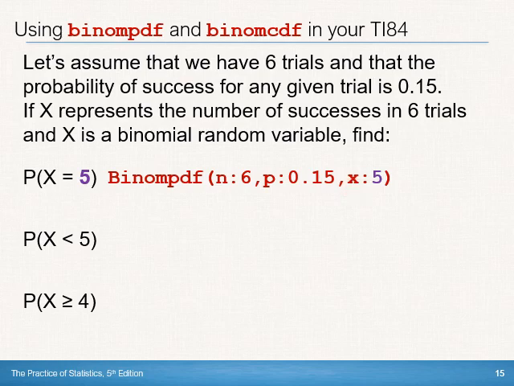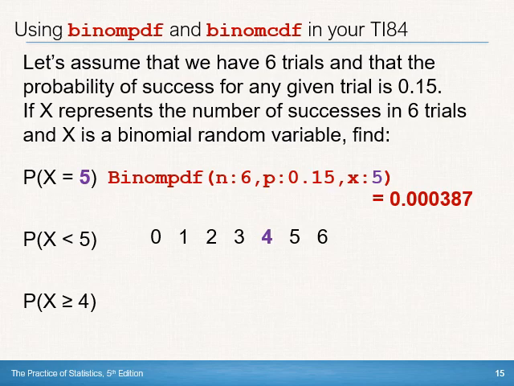But when you write this out on paper, on a quiz or a test, you need to tell me what the 6 is, that it represents the N, the 0.15 represents the P, and the 5 is going to be the X value. All right, so plug that in, and you should get a pretty low number, 0.000387. All right, so now let's do the probability that x is less than 5.